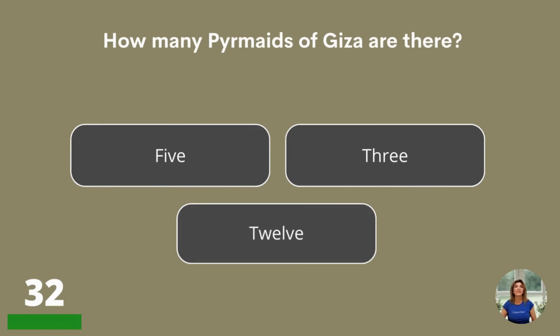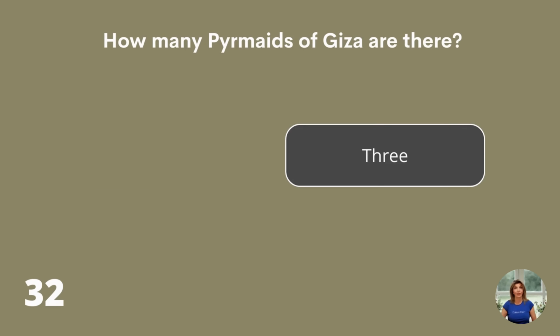How many pyramids of Giza are there? 5, 3, or 12? Three.